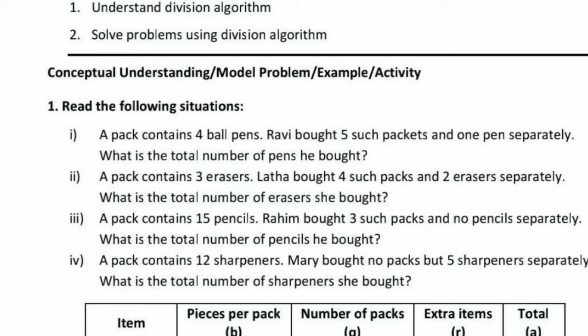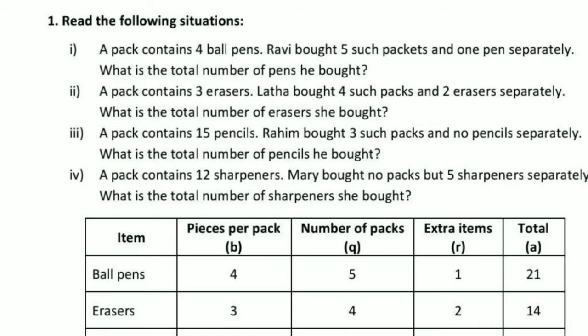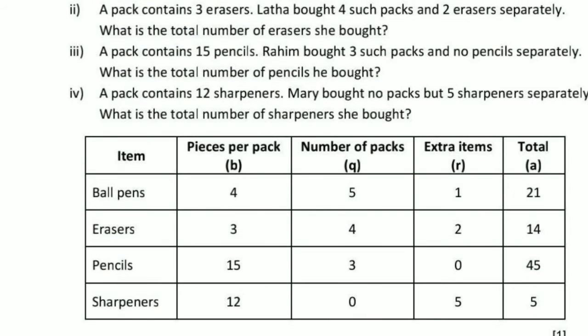Understand each and every situation, that means every question, then we have to find the totals from each situation. So here we have a table. In the first column, the item, that means the ball pens, erasers, pencils, sharpeners. In the second column, we have the pieces per pack. Then the number of packs, then extra items, and the last column is the total.